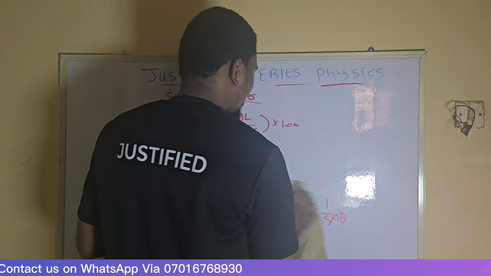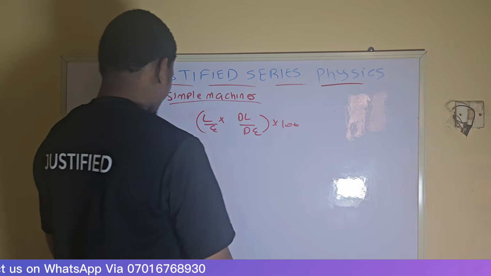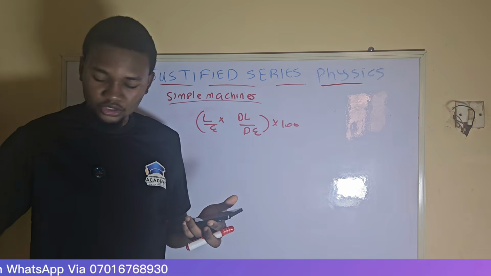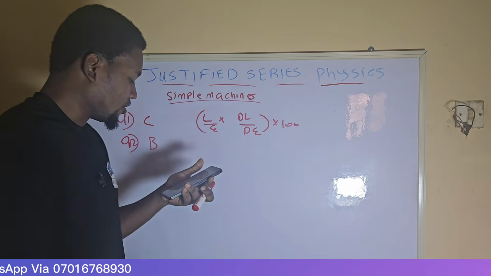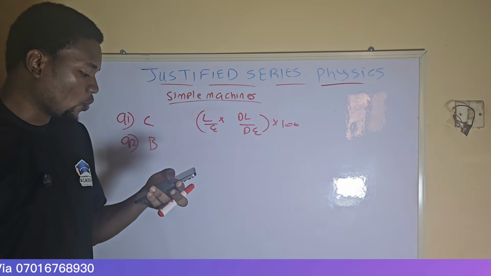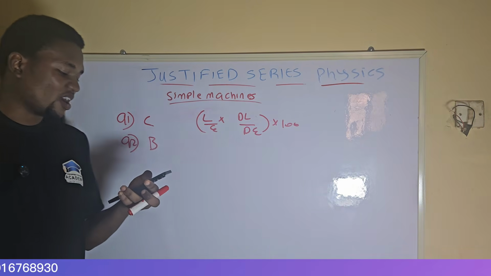So that is it. Let's now move back to our questions, the questions we're practicing. So question 2 is B, 1 over sine theta.